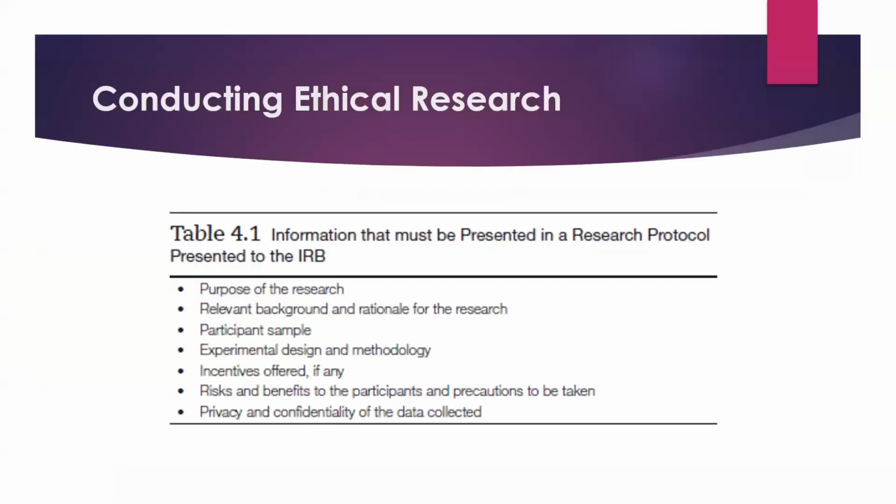Here you see in table 4.1 information that must be presented in a research protocol submitted to the IRB. They must know the purpose of your research, the relevant background and rationale for the research, the participant sample, experimental design and methodology. If you're planning on giving incentives to the participants, they want to know about that. They want to know about the risks and benefits to the participants and precautions to be taken, and also privacy and confidentiality of the data collected.